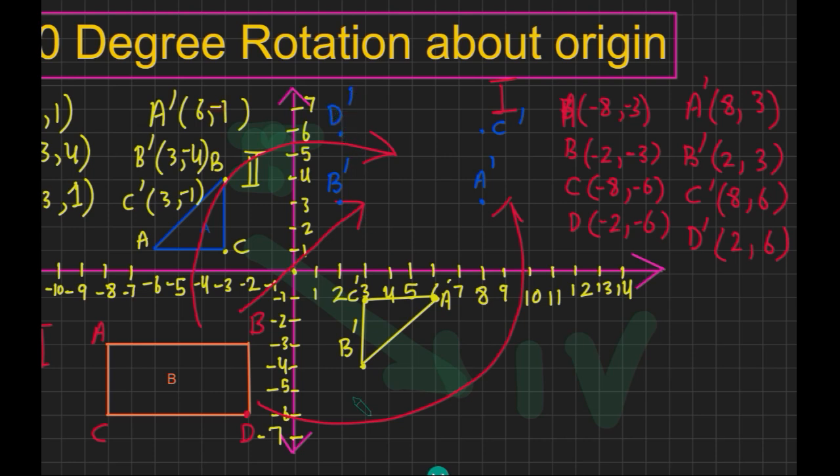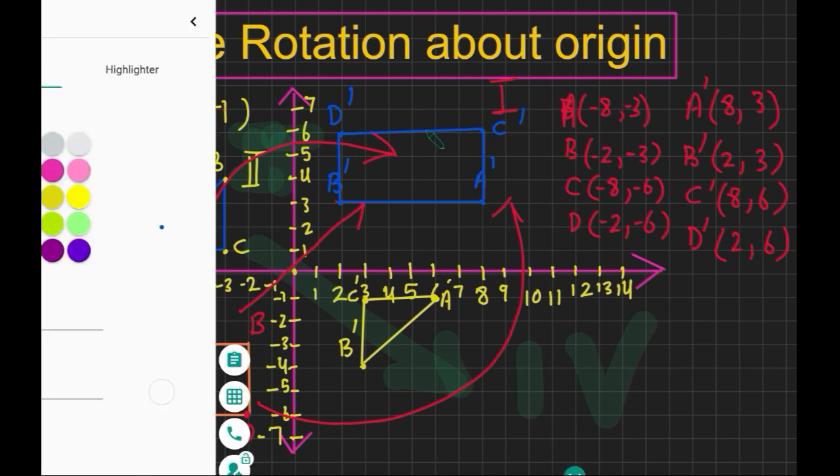This is D prime. I will join A with B, and A with C. Okay, according to the figure, A with B and A with C, and then join B with D. You can see that C and D are connected, so I will join here. Okay, this is A, this is A prime.